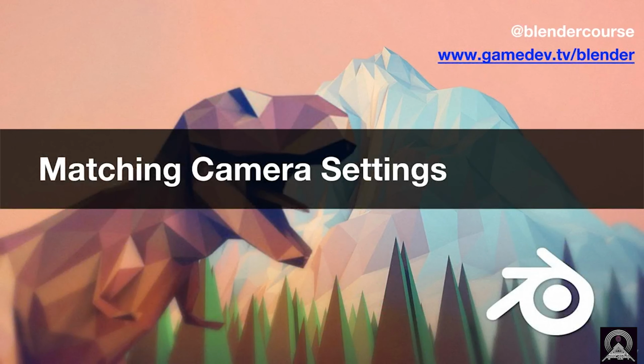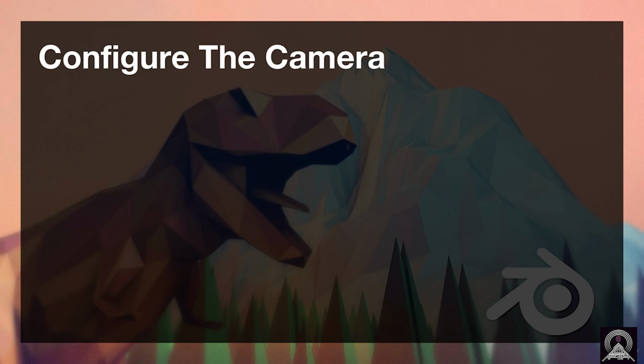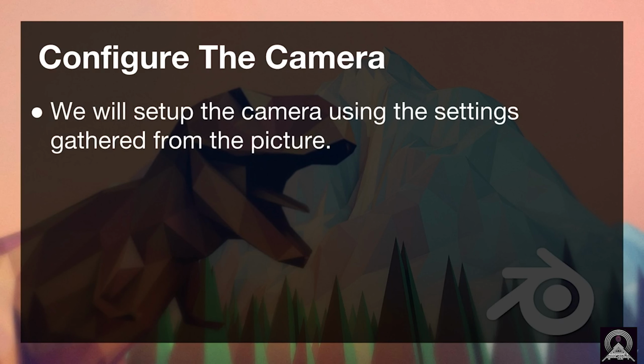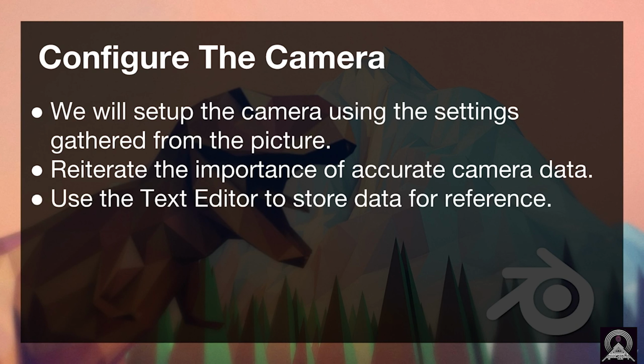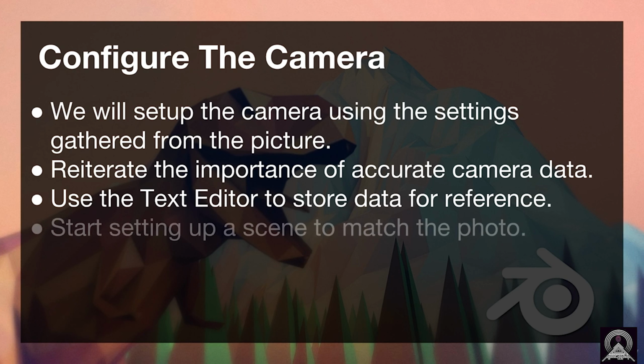Welcome to Matching Camera Settings. So this is going to be mainly about configuring the camera. We will be setting up the camera using the settings gathered from your picture. And I will also be reiterating the importance of accurate camera data, and I'll show you why that is very important. We're going to use the text editor to store data for reference, so I don't have to keep going backwards and forwards to that information. And I'm going to start setting up a scene to match the photo. So let's hop on over into Blender.